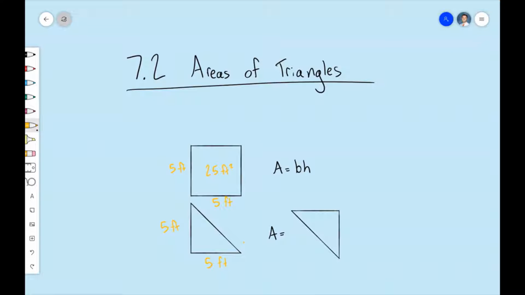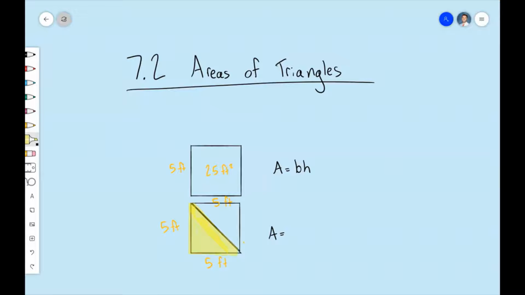If we were to take this identical triangle here, which I've rotated around, we could line it up. Now, I didn't make it exactly the right size, but we can see that 2 of these triangles would make this square. So in other words, this triangle has exactly half of the area of the square.